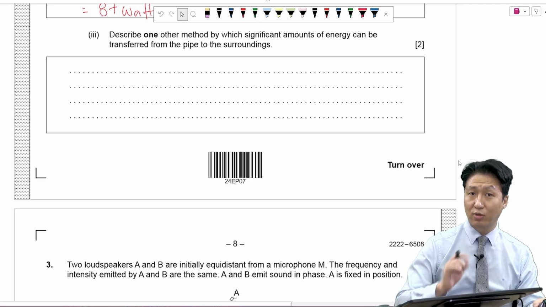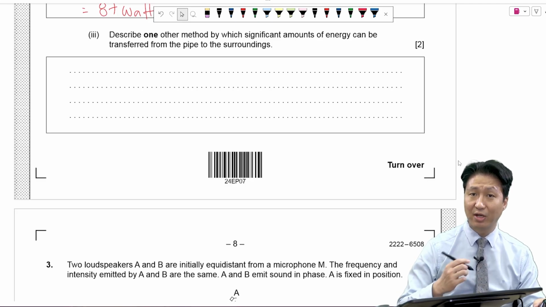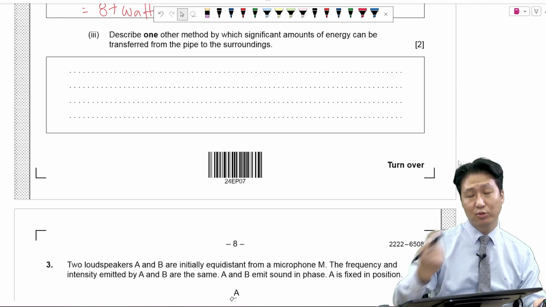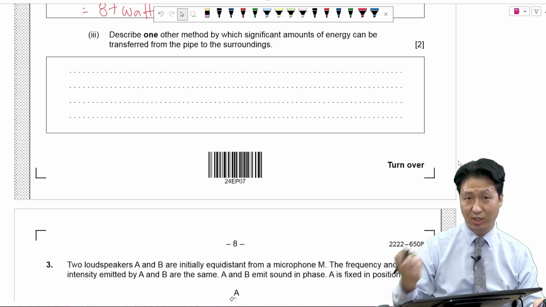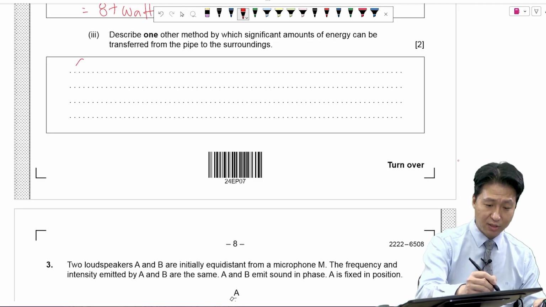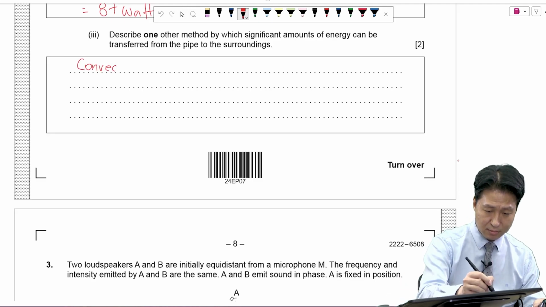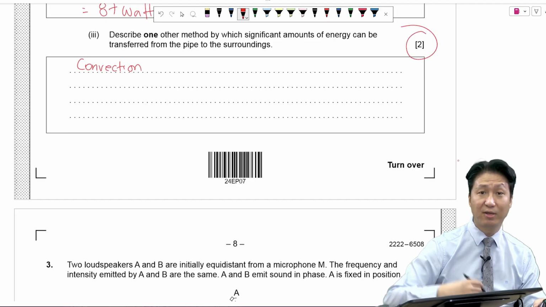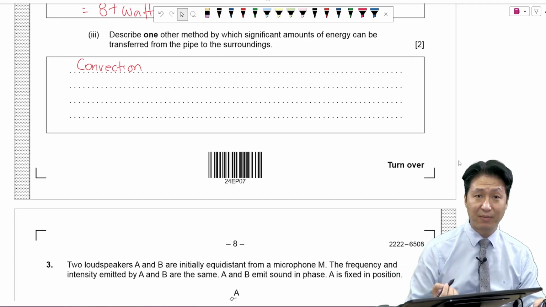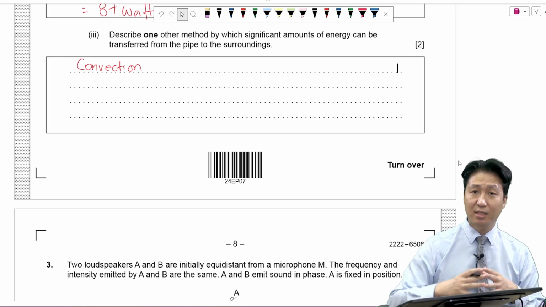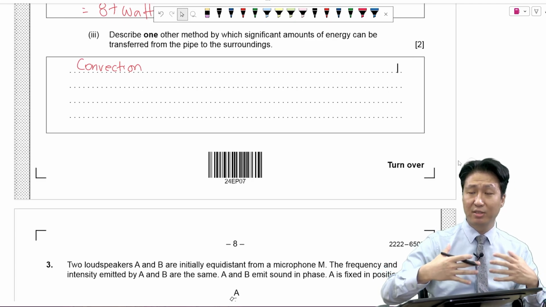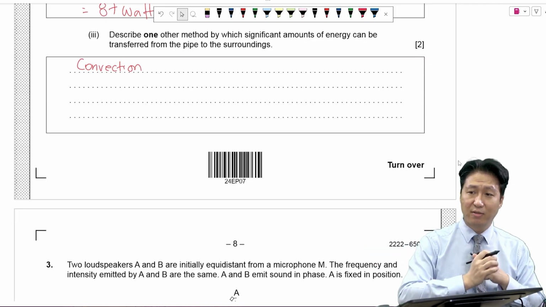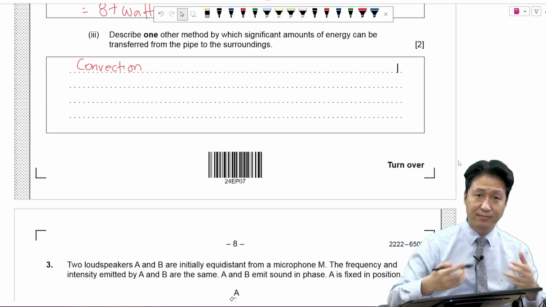Part 3. Describe one other method by which significant amounts of energy can be transferred from the pipe to the surroundings. Well, there's just 2 other methods. It can be either convection or radiation. So, if you choose convection, you name it, and there's 2 points you have to explain a little bit more how it would happen, and that would be the pipe heats up the air around it. The air around it, when it is heated up, has less density, which means it flows away from it and is replaced by cold air.